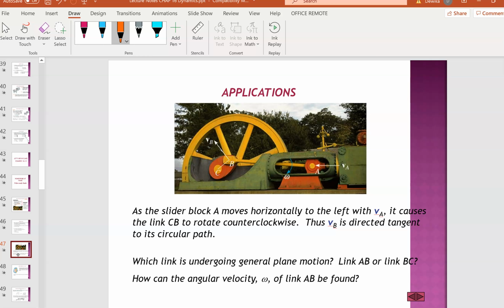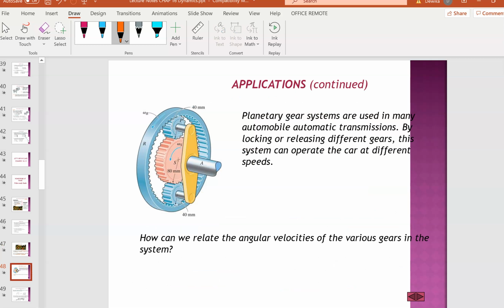As a slider block A moves horizontally to the left at speed of VA, it causes the link CB to actually rotate. You see, CB is rotating counterclockwise, so VB is directed tangent to the circular path. So which link is undergoing general plane motion? Link AB or link BC? So how can the angular velocity omega of the link B be found? At the end of this chapter, you'll be able to answer all these questions.